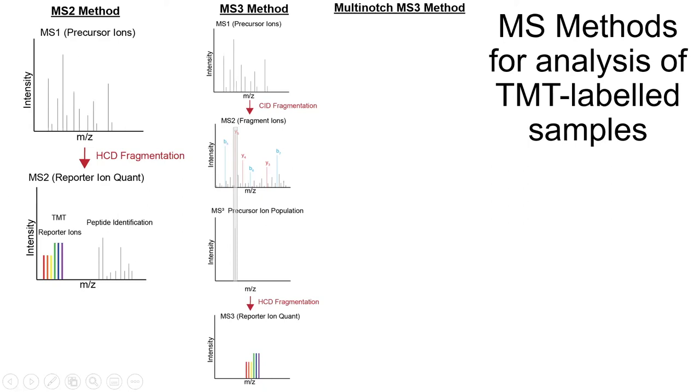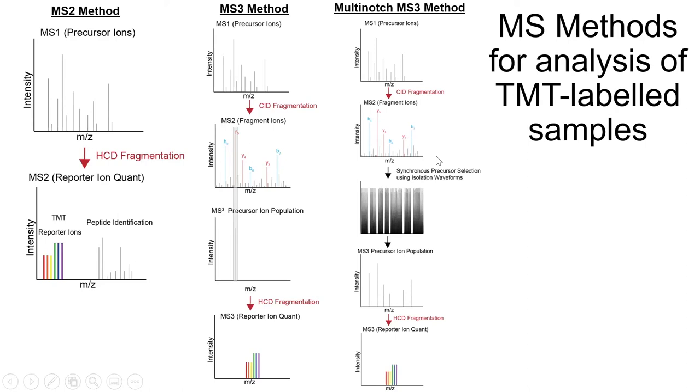However, that does limit your sensitivity because you're missing a lot of other ions you might be interested in. So a compromise, what method? Not a compromise. An optimized MS3 method is called multi-notch or SPS MS3 methods.